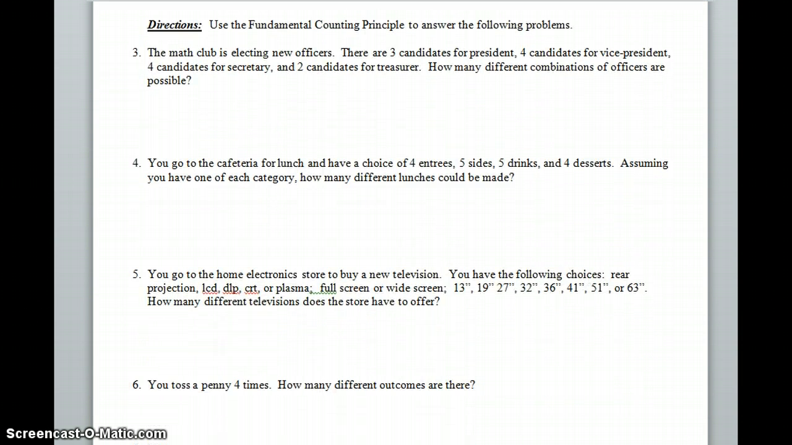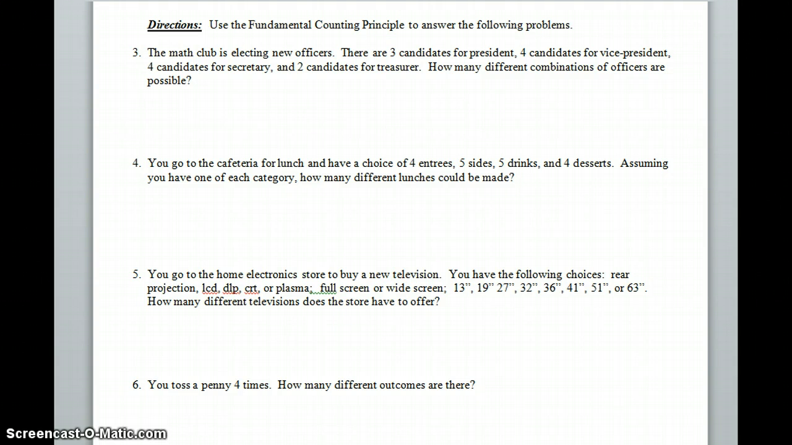Okay. All right, so let's try examples. It says use the fundamental counting principle to answer the following questions. The math club is electing new officers. There are 3 candidates for president, 4 candidates for vice president, 4 candidates for secretary, and 2 candidates for treasurer. How many different combinations of officers are possible?